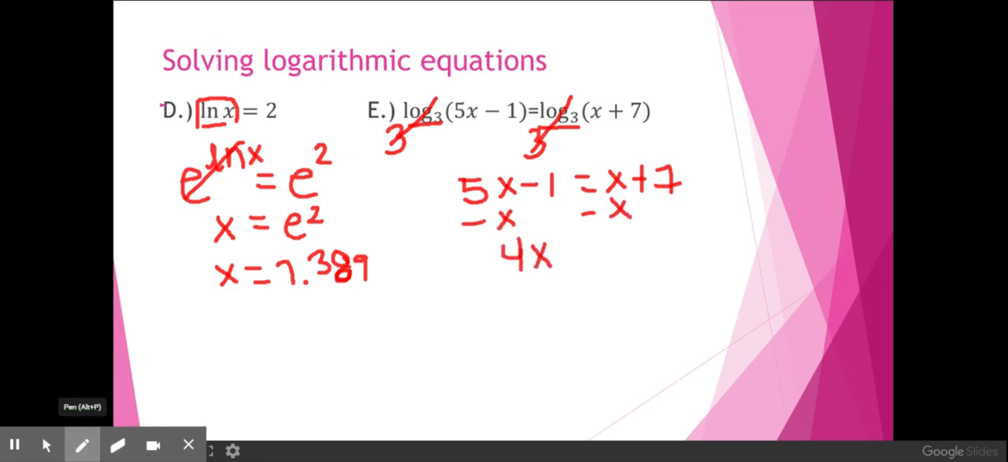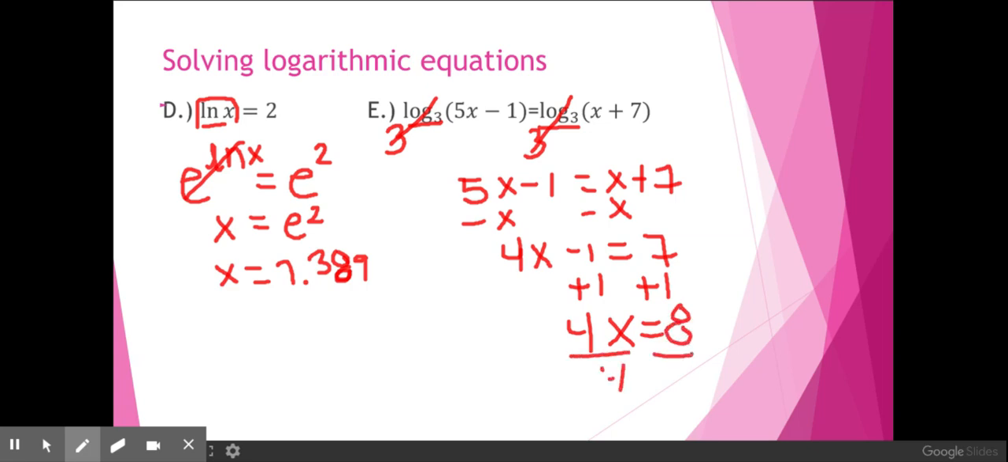We get 4x minus 1 equals 7. We're going to add 1 to both sides. 4x equals 8. And look at that, a nice whole number. We get x equals 8 over 4, which is 2.